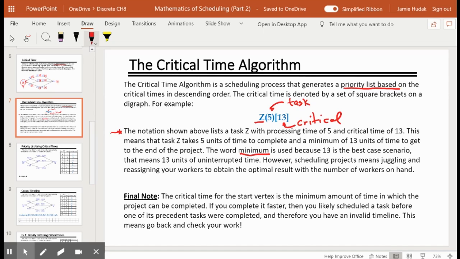However, scheduling projects means juggling and reassigning your workers to obtain the optimal result, given the number of workers on hand. A final note, the critical time for the start vertex is the minimum amount of time in which the project can be completed. If you complete it faster than this, then you likely scheduled a task before one of the precedent tasks was completed, and therefore you have an invalid timeline. So you have to go back and check your work.